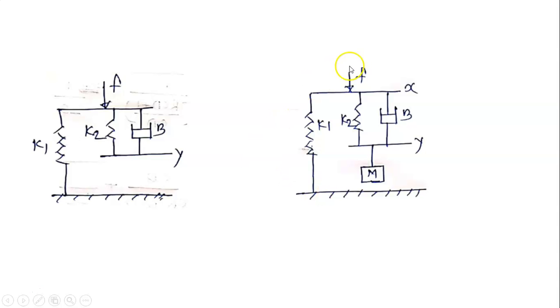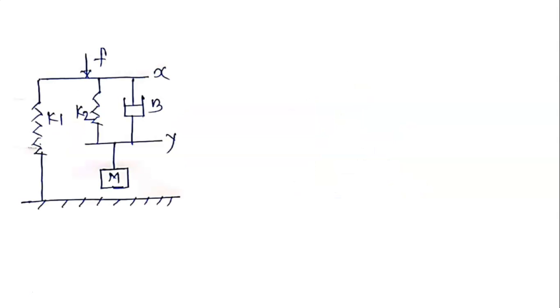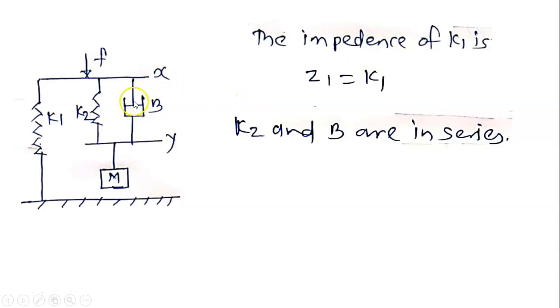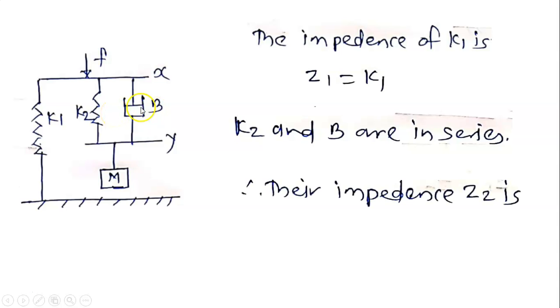Now we will find out the relation between F and X, and we will construct, at last, the direct analog electric circuit. Now, therefore, this is our grounded chair representation. The impedance of K1, Z1, is equal to K1. Similarly, K2 and B are in series. Therefore, their impedance Z2 is equal to BD plus K2.